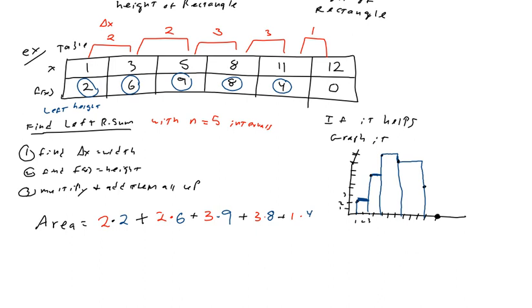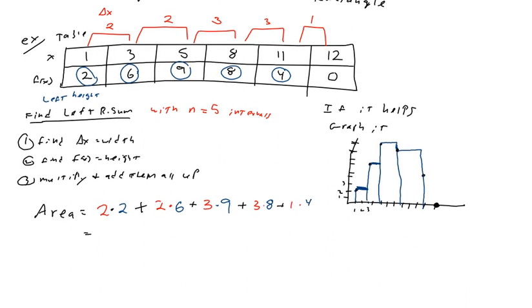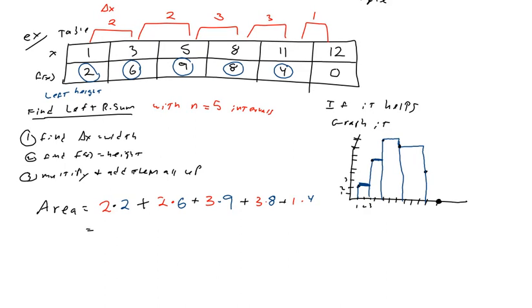So multiply all these out, add them all up together. You get your widths and your heights. 2 times 2, that's going to be 4 plus 12 plus 27 plus 24 plus 4. Let's see, that's 8, 20, 47, 60, 71. Is that right?